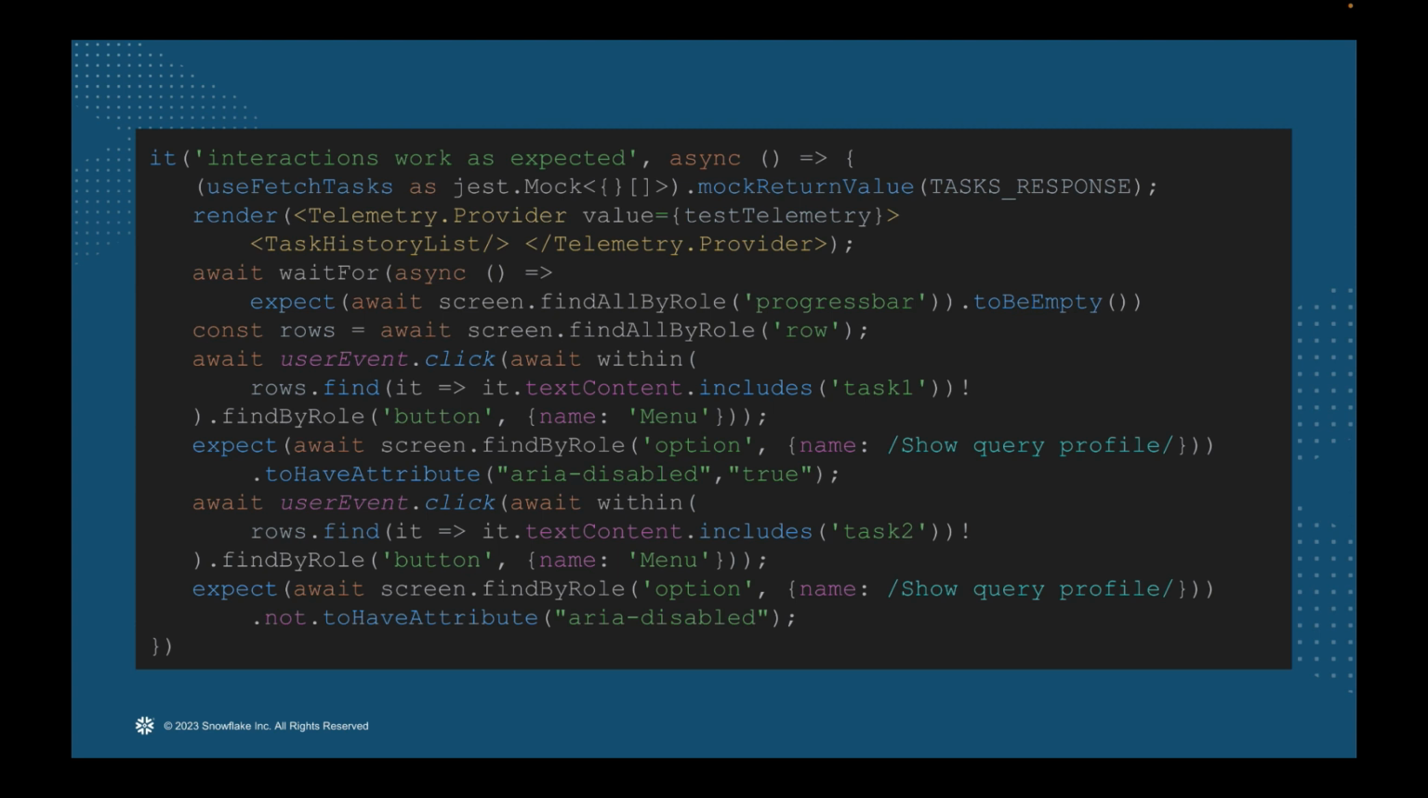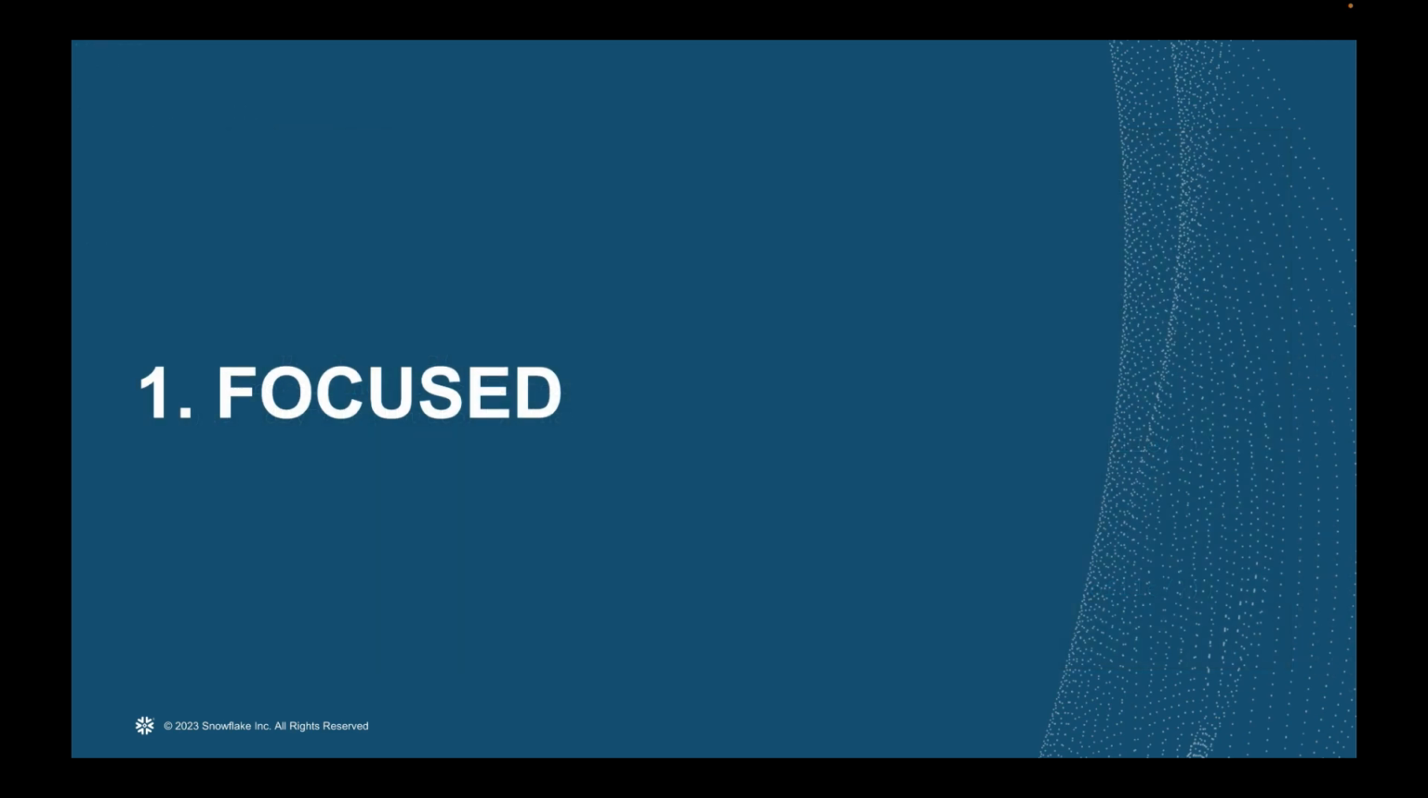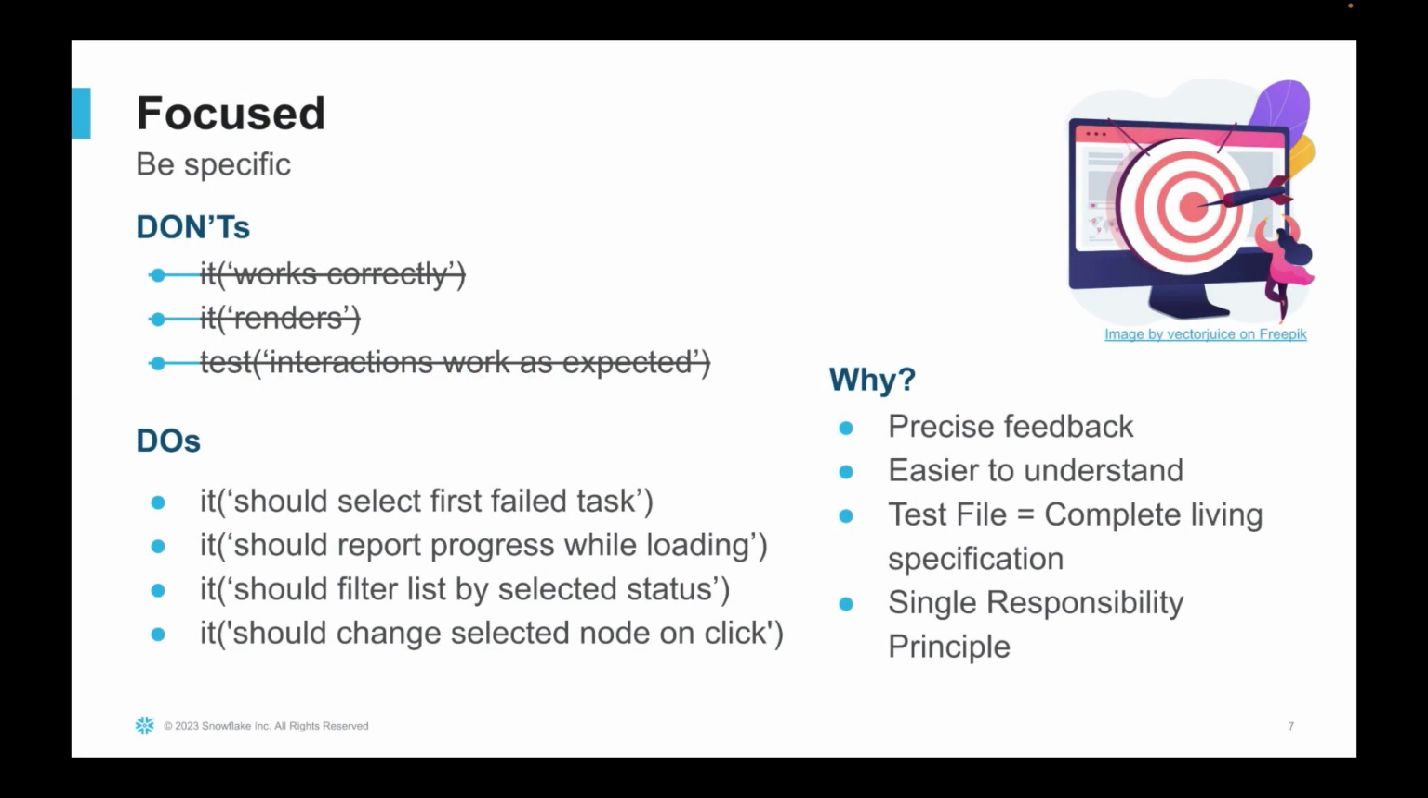Getting back to the code, I think the first thing this test needs is to be more focused. So what do I mean by that? Each test case should focus on a single precise desired behavior. I prefer to avoid generic names like renders or works as expected. Instead, I use detailed test names so that the test runner output can be precise.